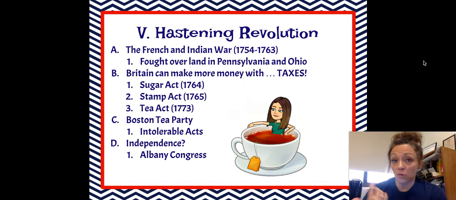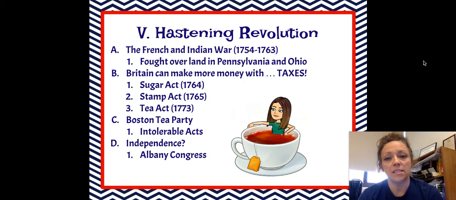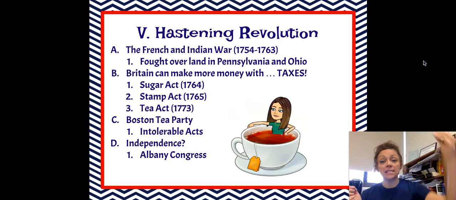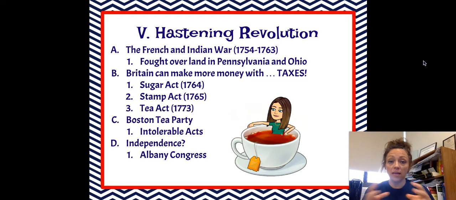So the first thing, of course, was the French and Indian War that was fought 1754 to 1763. Now, this war, even though it sounds different, the French and the Indians were actually fighting with each other against the British and the colonists. So England and the colonies were fighting as a united front against the French and the Indians. This was fought primarily over land in Pennsylvania and Ohio.